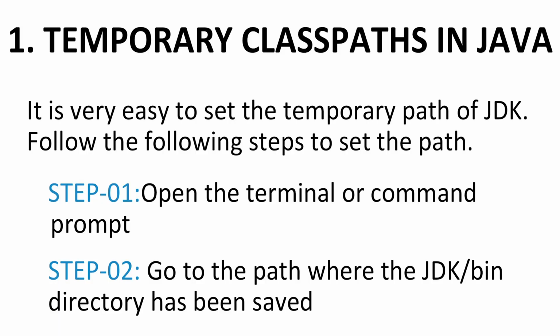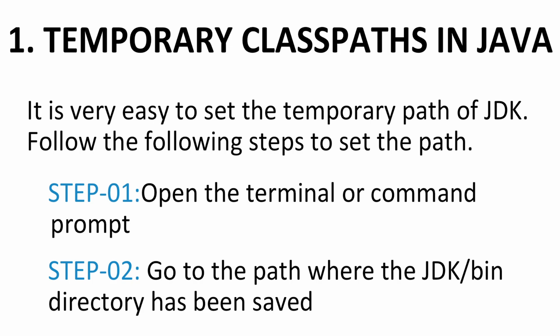Temporary class paths in Java: it is very easy to set the temporary path of JDK. JDK stands for Java Development Kit. Follow the following steps to set the path. Here are certain steps which we have to keep in mind to set the path that is called the temporary class path. Step 1 is to open the terminal or command prompt. We have to open the command prompt in the first step.